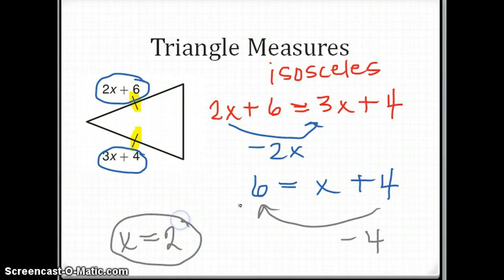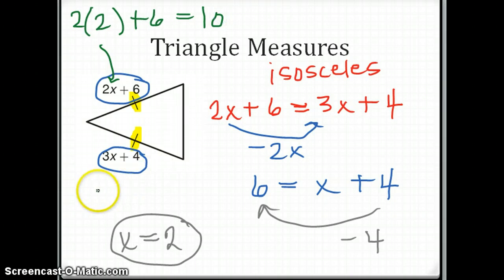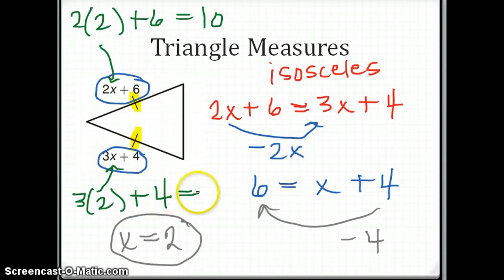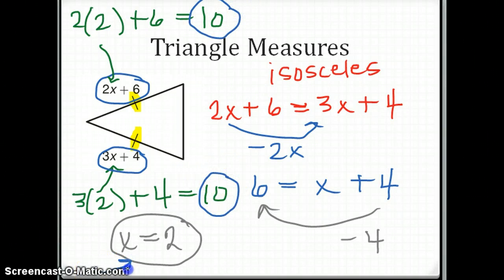In order to check that and find the length measure, I'm going to substitute that x in for 2 here. So I'd get 2 times 2 plus 6. 2 times 2 is 4, plus 6 is 10. Then I can take it and substitute it as well there. So 3 times 2 plus 4. 3 times 2 is 6, plus 4 is 10. Now you can see that we checked our work because both sides measure 10. So then our x equals 2 is our correct answer. Every time you have a problem like this, you just set them equal and then solve to find the missing measurement.